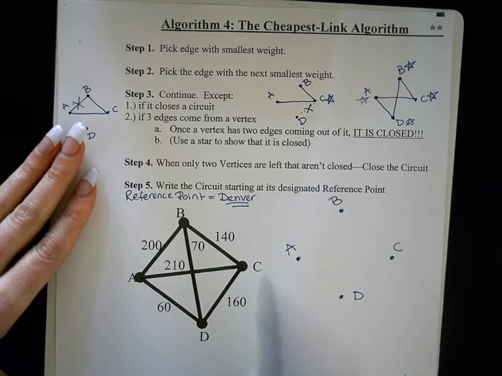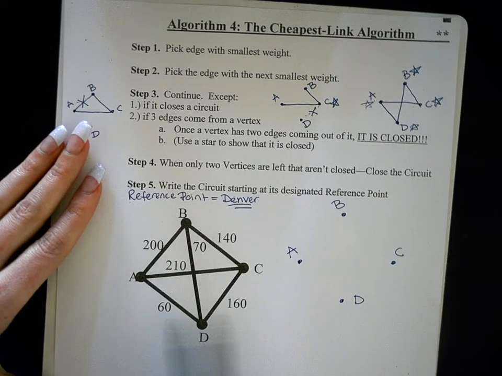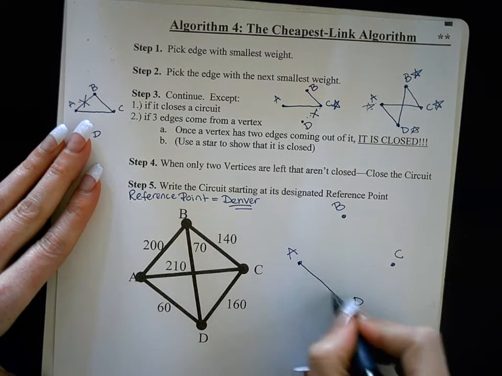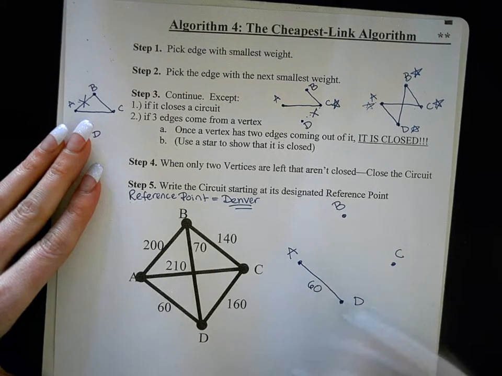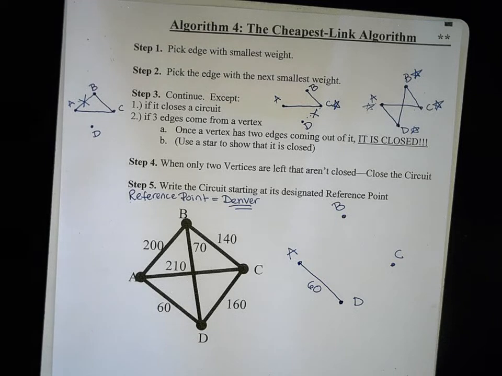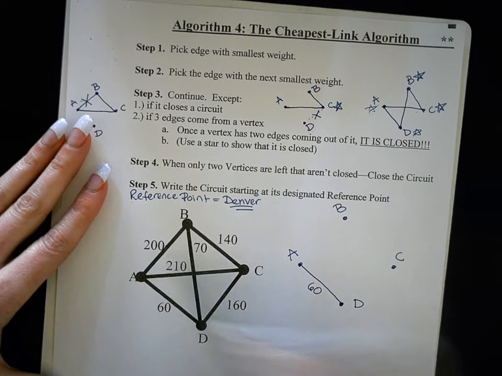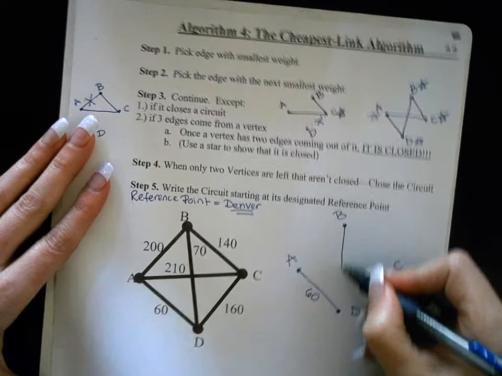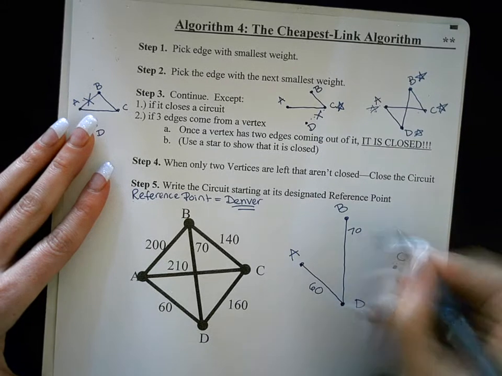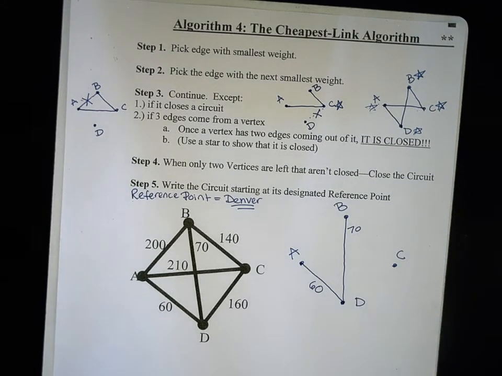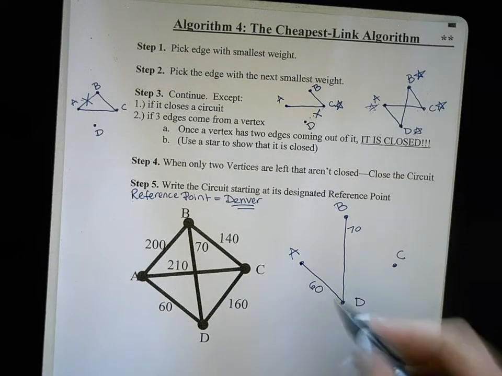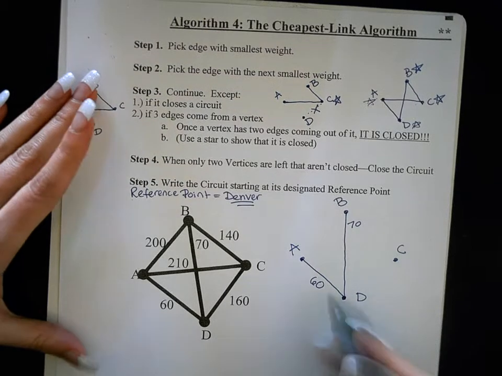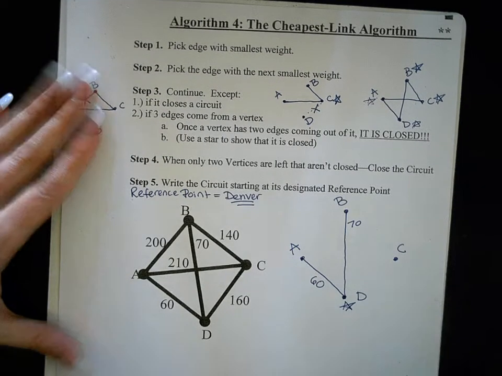So we're just going to start, and we're going to pick the edge with the smallest weight. And if you look at all the numbers, 60 is the smallest number. So I'm going to choose the line segment AD. The next smallest number would be 70. Now it just so happens that they're both touching Denver. They don't have to be. They could totally not be touching. They don't have to be connecting at all. It just so happened in this example that they are. So we have 60, 70, but look, Denver is now closed because there's 2 edges coming out of it.